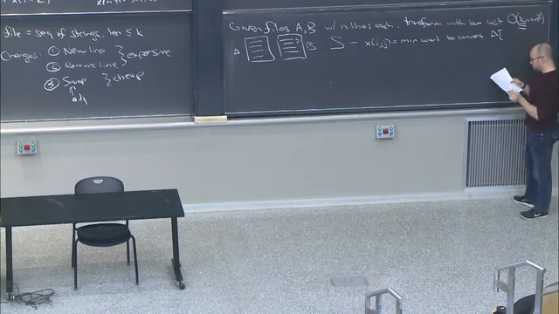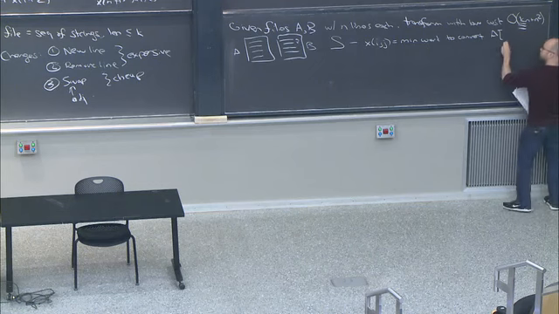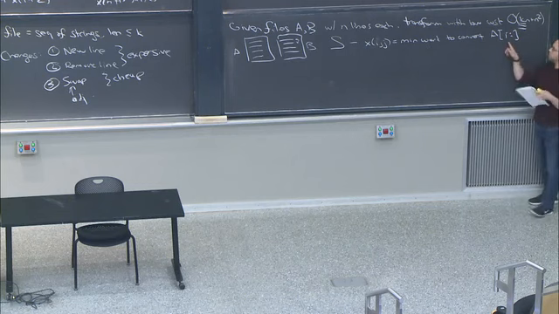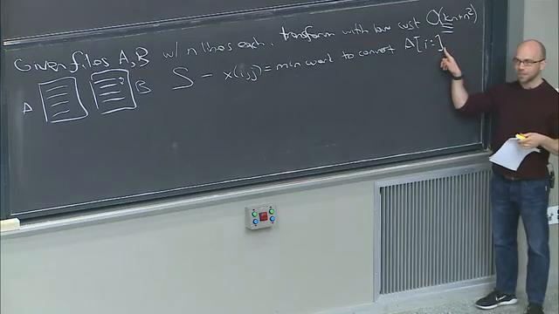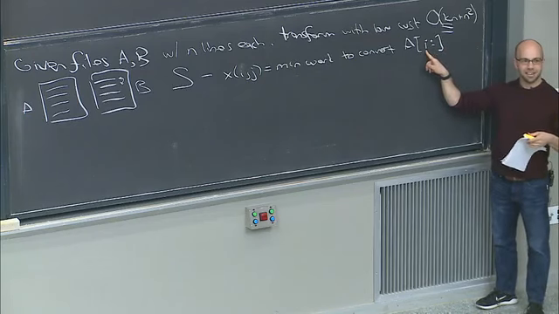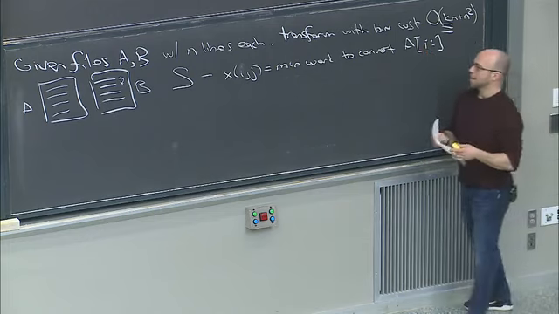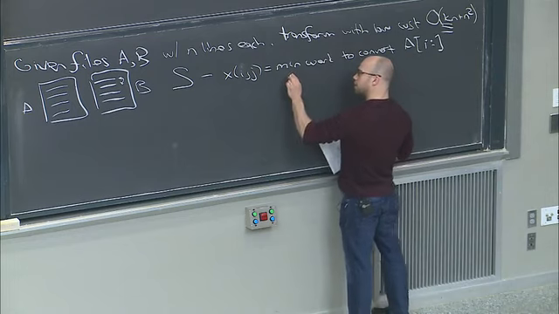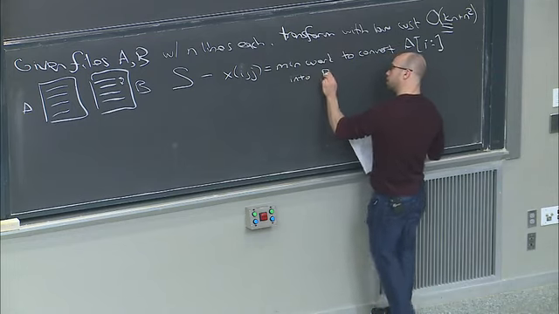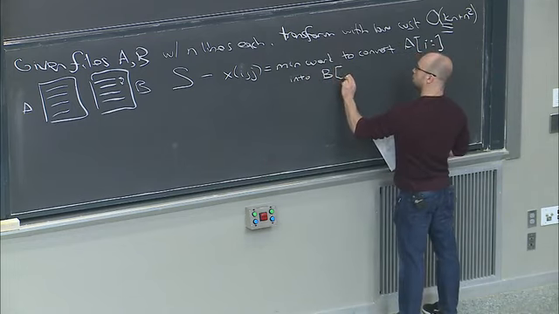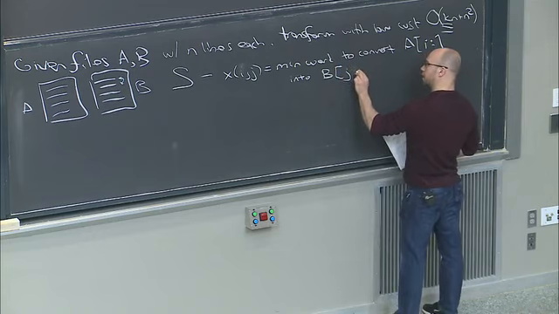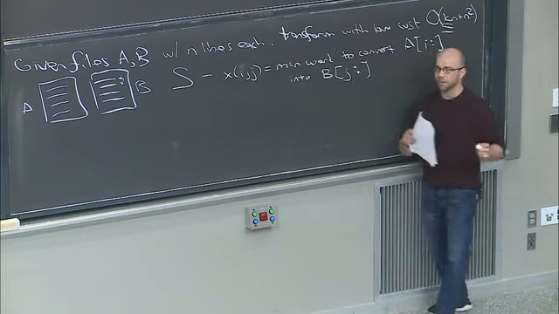A[i:], I'm not a Python programmer, but hopefully I got this right. i colon is going to be everything from i to the end of the file. So in other words, this is the suffix version of our problem. Into B[j:], like that. Okay.